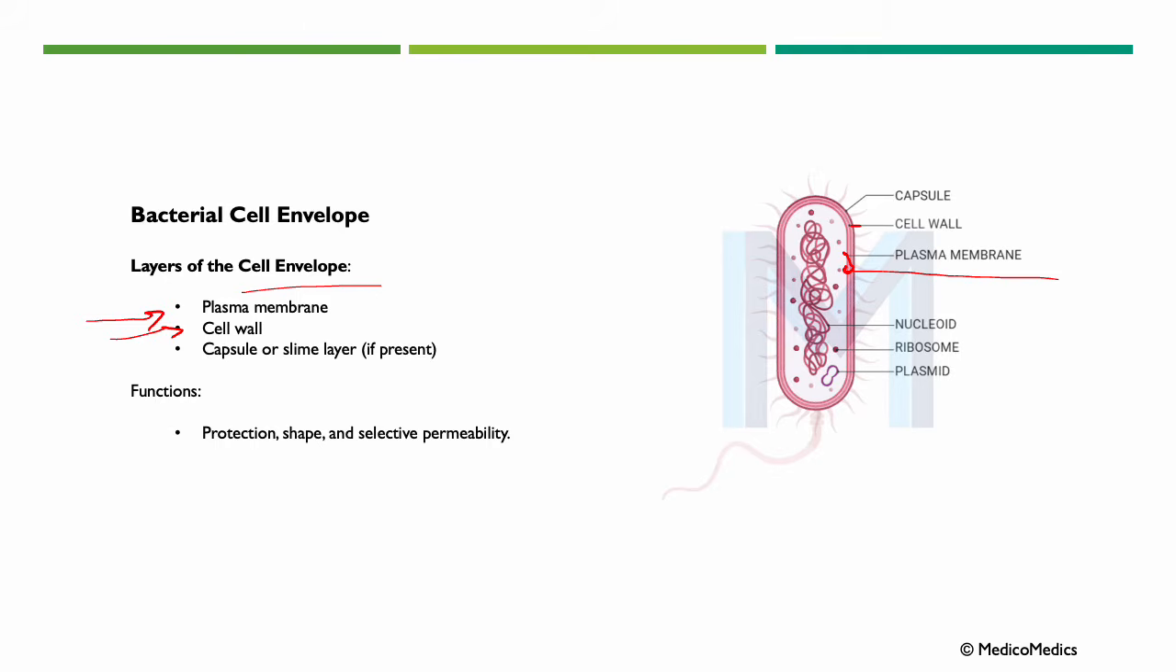Now, what is the function of the cell envelope? Well, to protect, shape, and for selective permeability. So the cell envelope is like a bacteria's armor. It's protecting it from the environment. And as mentioned, it has multiple layers, and it has a membrane which controls what goes in and out. What you need to remember is that this cell envelope is what makes bacteria tough and resilient.